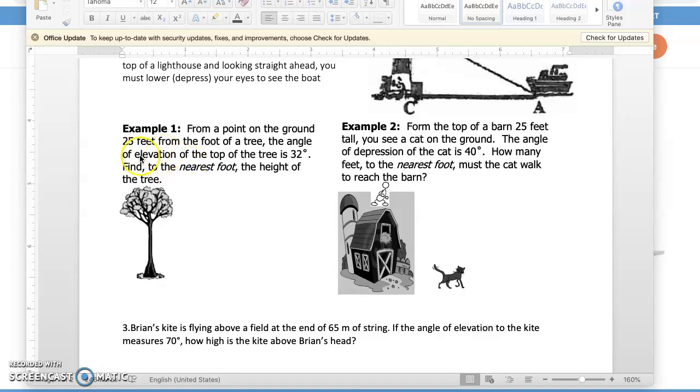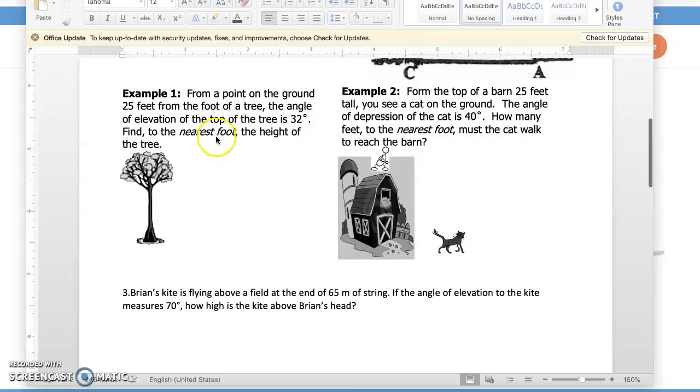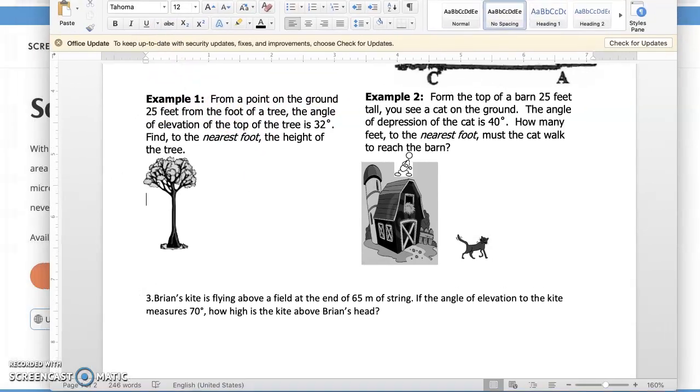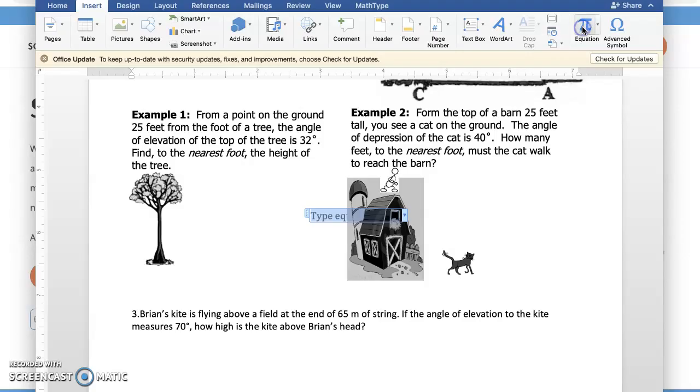So the first thing I notice is the angle of elevation. My image should look something like this bottom triangle here, and I know my degree should be in the bottom right or left, depending on how you draw your triangle. Then it says, from a point on the ground, 25 feet from the foot of the tree, which is the base of the tree. So when I draw out my triangle, I would be drawing a base of 25 feet, because it's saying from the foot of the tree to a certain point 25 feet away from it.